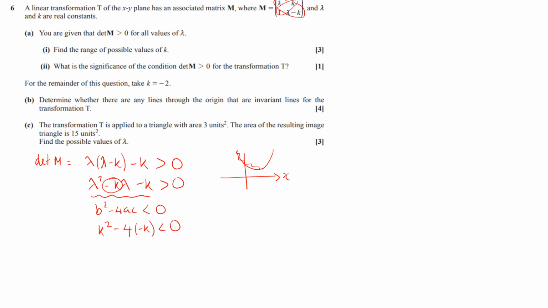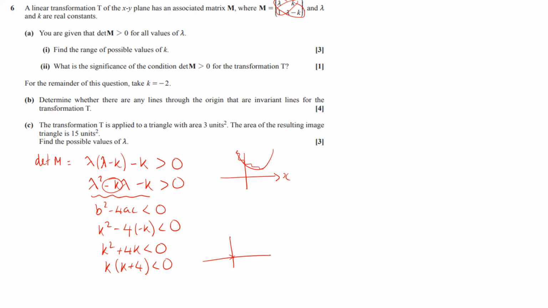It's less than 0, so k squared plus 4k has to be less than 0. So now you've got a quadratic in terms of k, and if you think about that, taking k out, k plus 4, where would that be graphed?